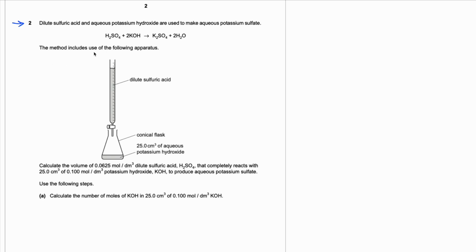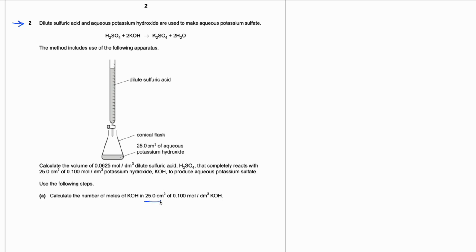Question 2. Dilute sulfuric acid and aqueous potassium hydroxide are used to make aqueous potassium sulfate. The method includes use of the following apparatus. So this is titration. Calculate the number of moles of potassium hydroxide in 25 cubic centimeters of 0.100 mole per decimeter cubed of potassium hydroxide.